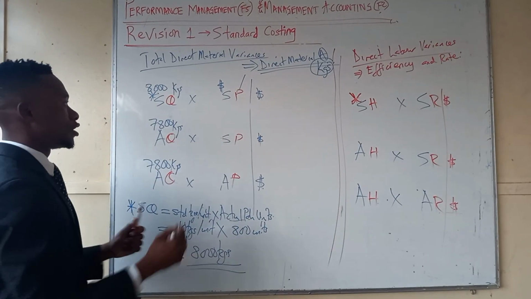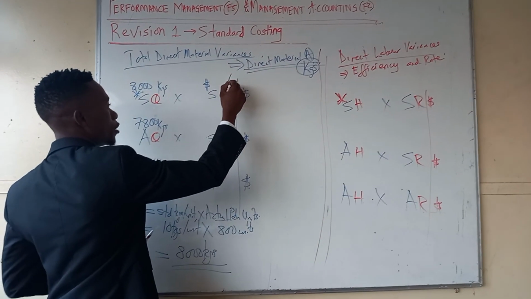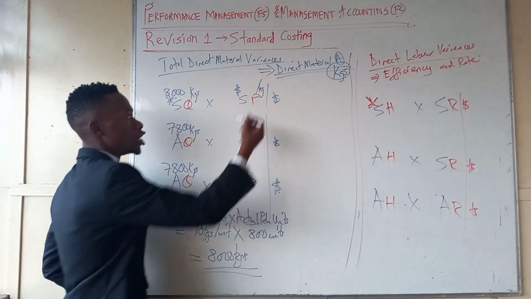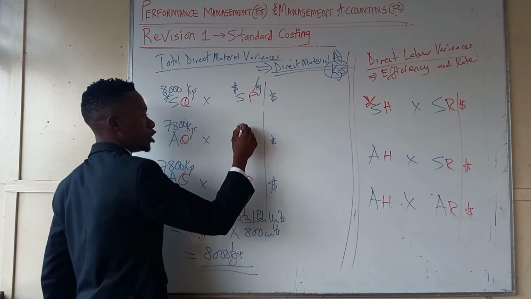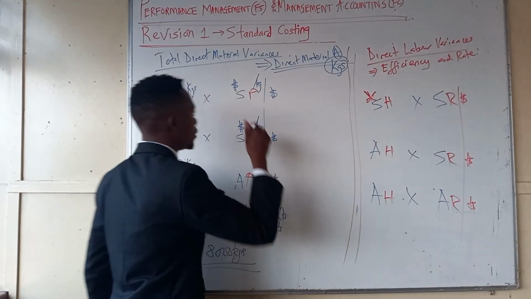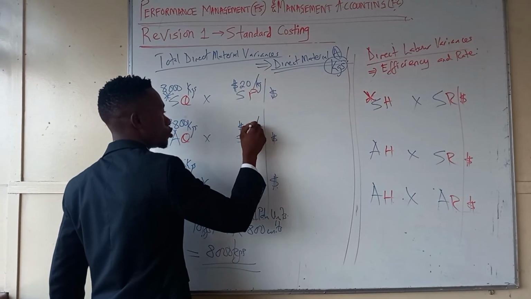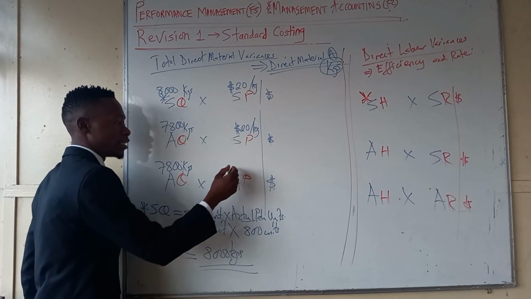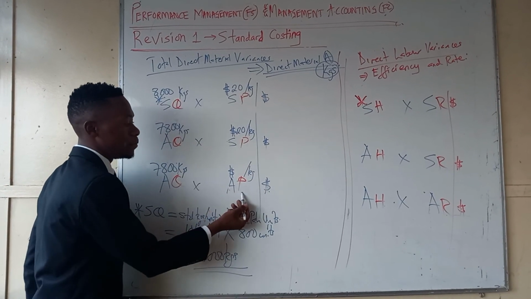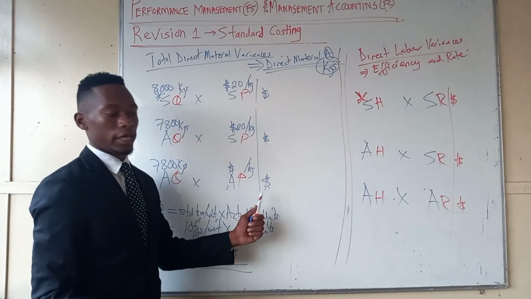The amount that you take, make sure it has to be per kg, because on my left side I do have kgs. So I need the price per kg, the standard price per kg. What am I given? This is $20 per kg. But I don't have the actual price per kg, the AP.